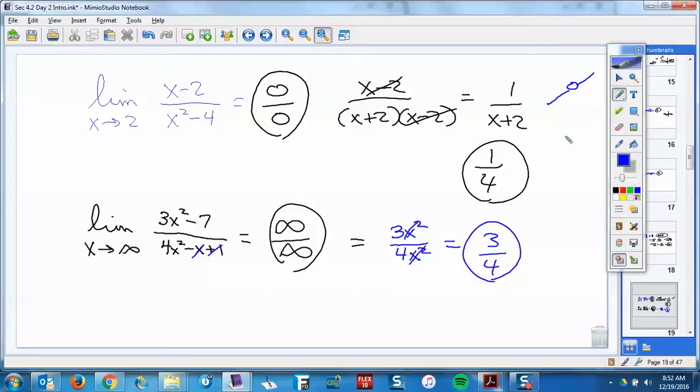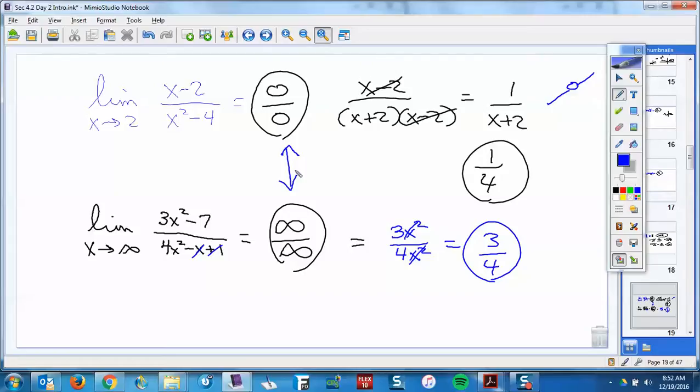All right, so what we want to focus on today then is this scenario here. What is going on here? Is there a way we can do this? Well, we've hinted at it already. The bottom and top are both getting small. When x is approaching 2, the top is getting really small, the bottom is getting really small. But the question is, what's getting small faster? At what rate are they getting small?